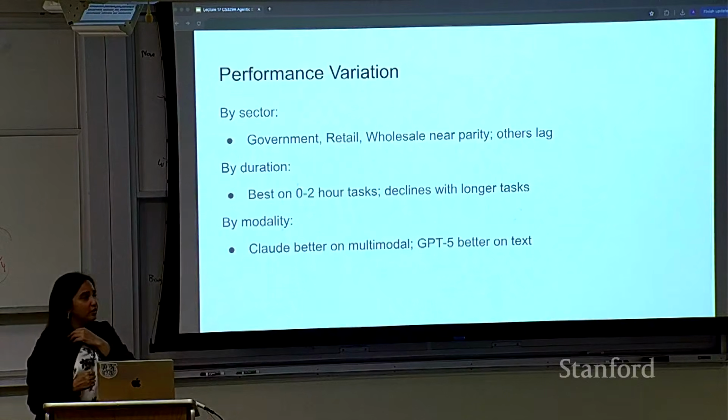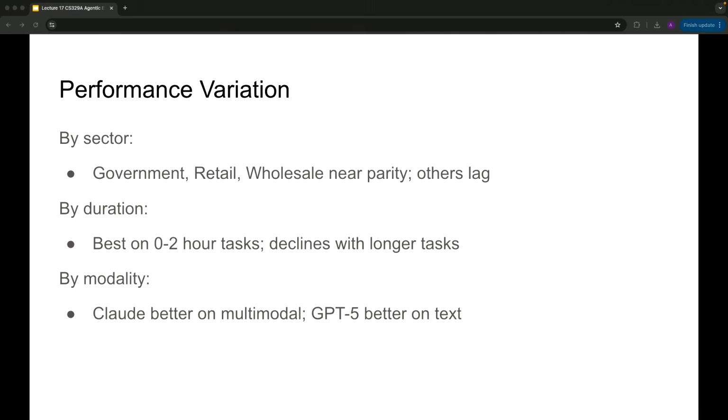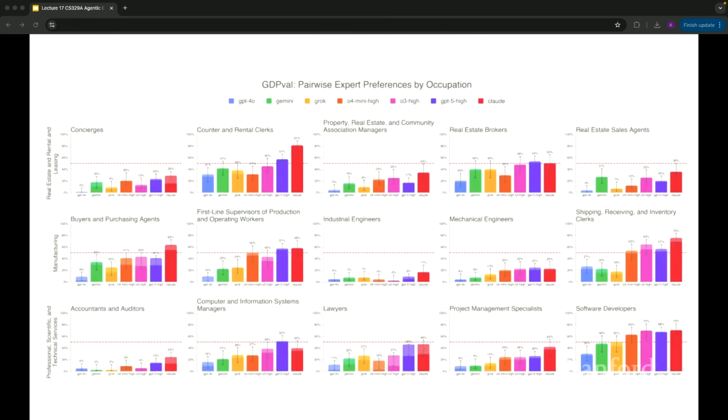So in terms of performance variation by sectors, in government, retail, and wholesale, I think the broad categories are not that illustrative looking at the specific tasks, but the performance was near parity relative to human experts. By duration, the models were better at shorter tasks, up to a few hours, and performance definitely declines with longer tasks. And we already discussed that on modality. Some models were better at multimodal, while others were better at text.